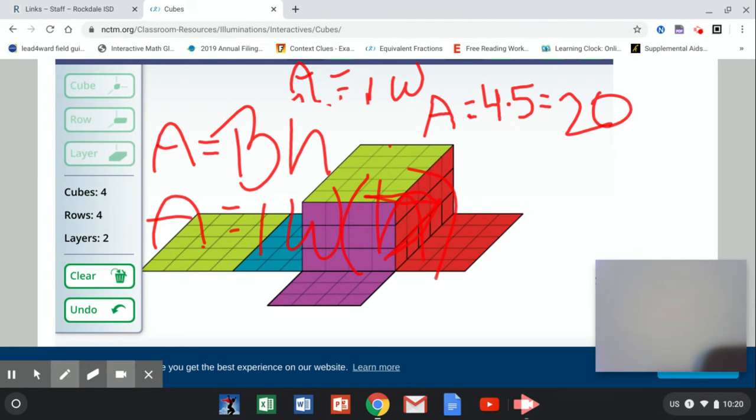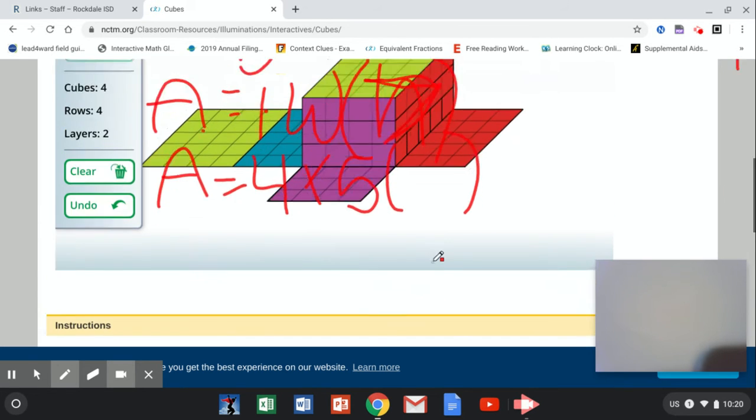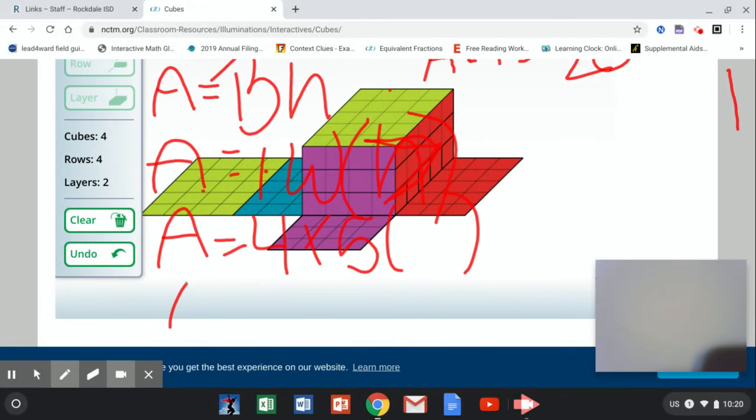So now we've already found out that length times width equals 20. So area equals length times width, or 4 times 5. And then the height, let me move up. Yep. So area equals 4 times 5 is 20.